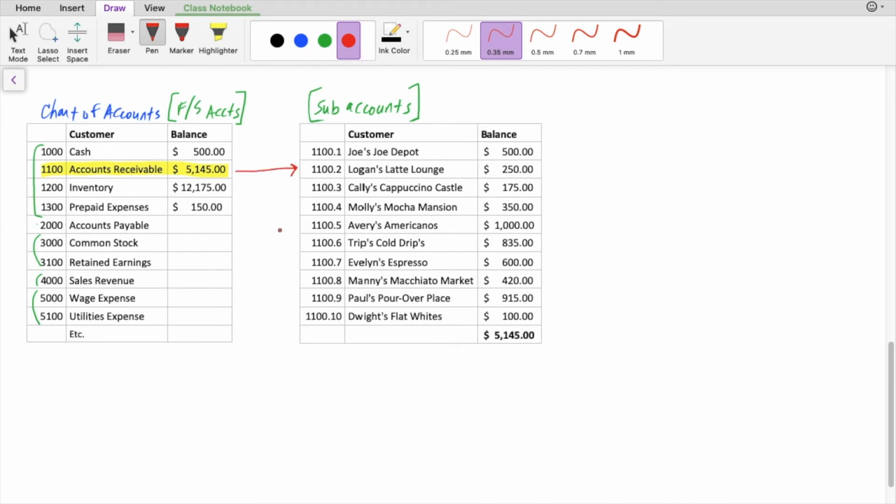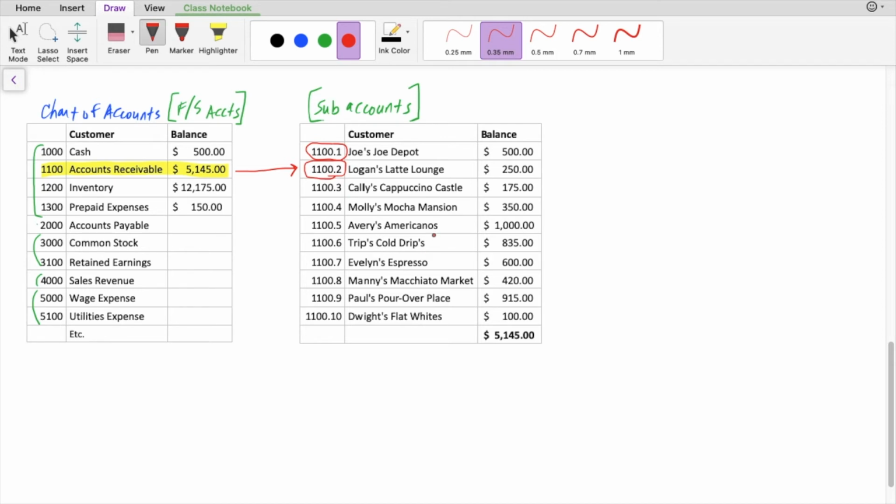And so I am actually going to use subaccounts to do that. So for Joe's Joe Depot, I have my own account in my accounting system for this customer. It is account 1100.1. It falls under the 1100 financial statement level account, right? Logan's Latte Lounge is 1100.2. So these are the accounts that I'm actually going to use to record things.